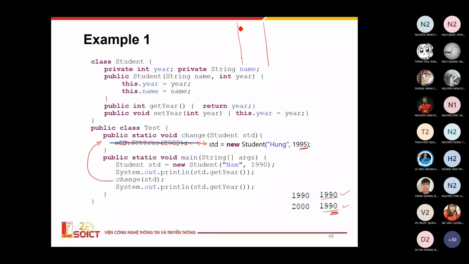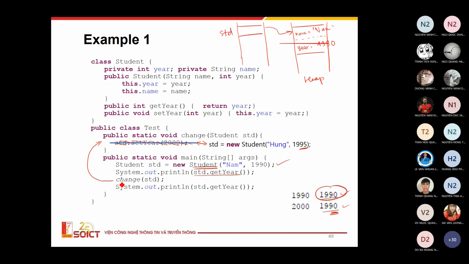Okay. Again, you have the STD in the main method. Okay, in the main method, what refers to an object in the heap memory. Okay, and at the beginning with this constructor, the name is Nam. Okay, and the year is 1990. Okay, this is for the first command, and it will print 1990 to you. Okay, the first one is okay.